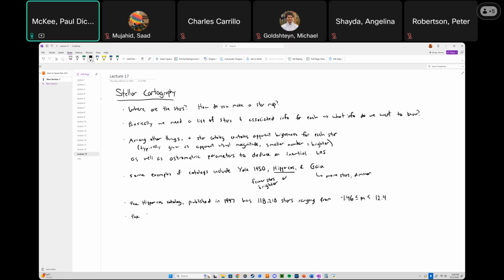The Gaia catalog, data release 2, published in 2018. Pretty sure we were all alive in 2018. It has 1,692,919,135 stars, ranging from 3 as the brightest, and it goes down to 21.